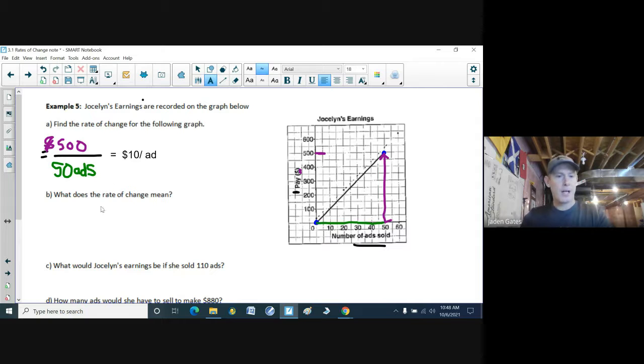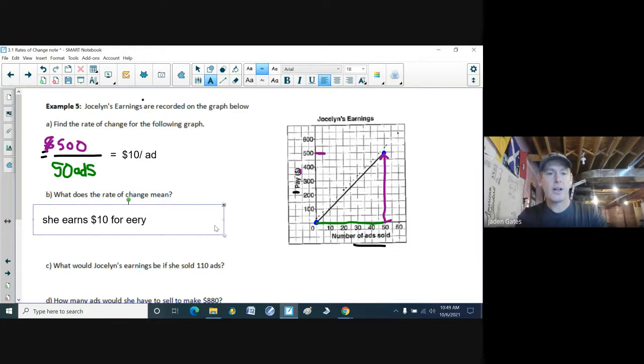All right, B, actually putting some meaning to it. What does the rate of change mean? Some of these are obvious and some of them aren't. We got $10 per ad. Well, this is talking about Jocelyn's earnings. She earns $10 for every ad she sells. That's what it means. Kind of straightforward sometimes, but sometimes not.